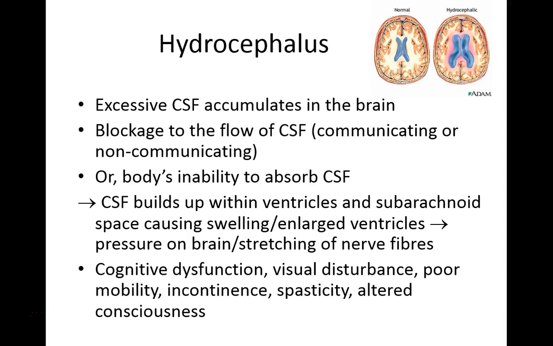So there might be a blockage to this flow of CSF, which is when hydrocephalus can develop. That can be a communicating or a non-communicating hydrocephalus, which is where it gets a little bit more technical. Or it could just be the body's inability to absorb the CSF. So CSF builds up within the ventricles and the subarachnoid space, which causes swelling or enlarged ventricles, which then puts pressure on the brain and can stretch the nerve fibres. These patients might present with cognitive dysfunction, visual disturbance, poor mobility, incontinence, spasticity, altered consciousness.